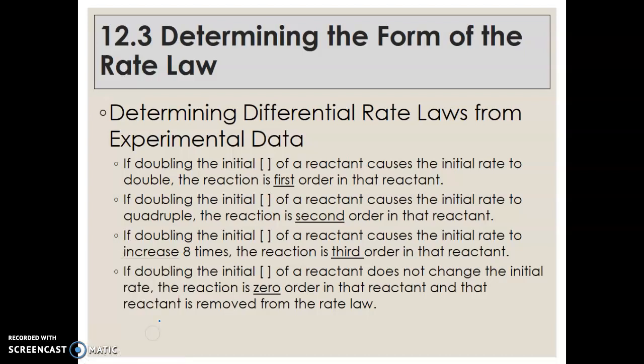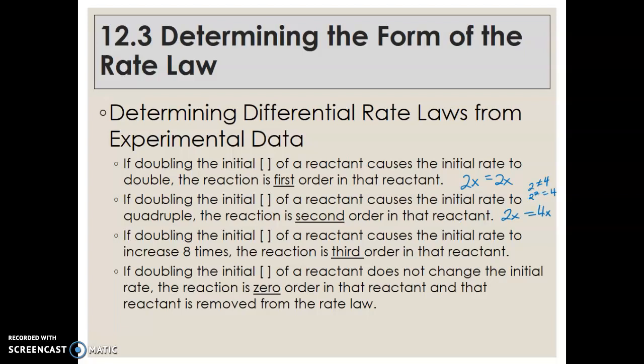So how I kind of like to think about this is, the concentration is doubling, so that's 2 times, and then the initial rate is doubling, so that's also 2 times. So 2x is equal to 2x. This is just 1 for 1, so that's first order. Where here, our concentration is doubling, so that's 2x. And then our initial rate is quadrupling. Quadruple would be 4x. So 2 is not equal to 4. So 2 squared equals 4. So that 2 there tells me it's second order.